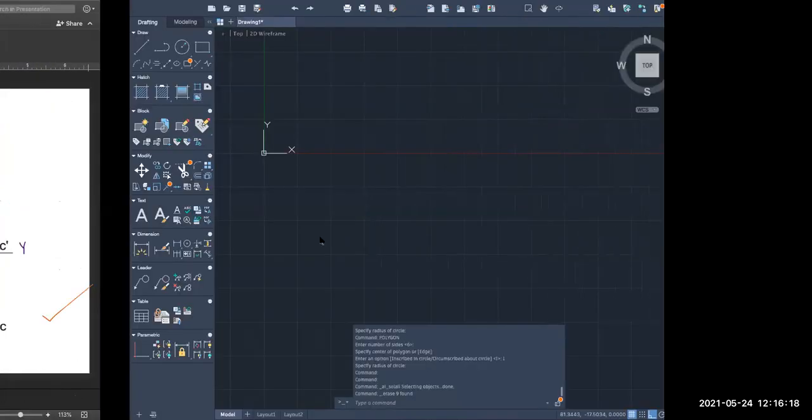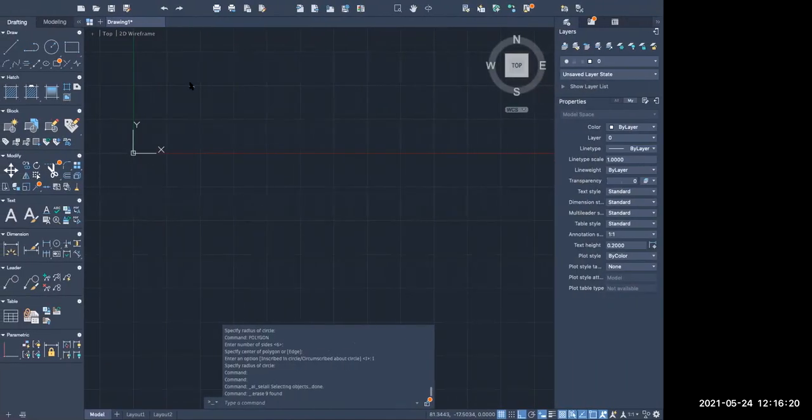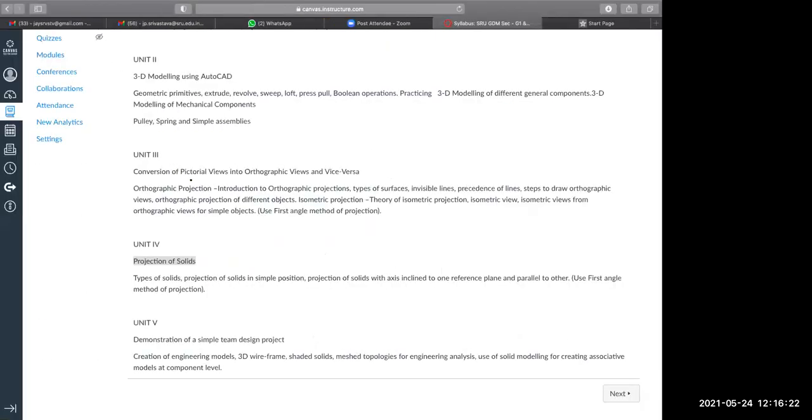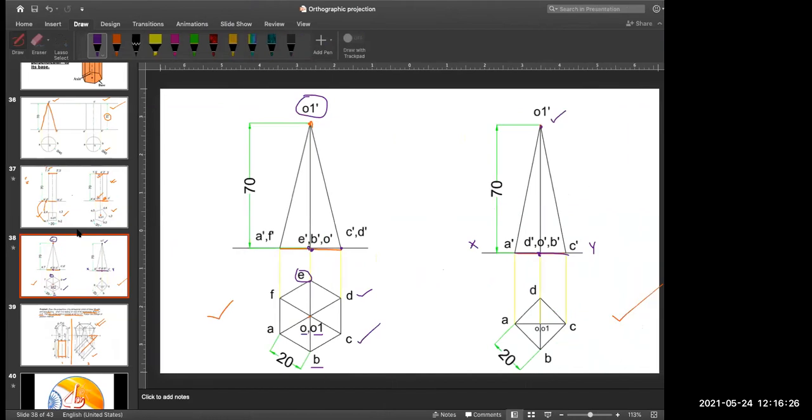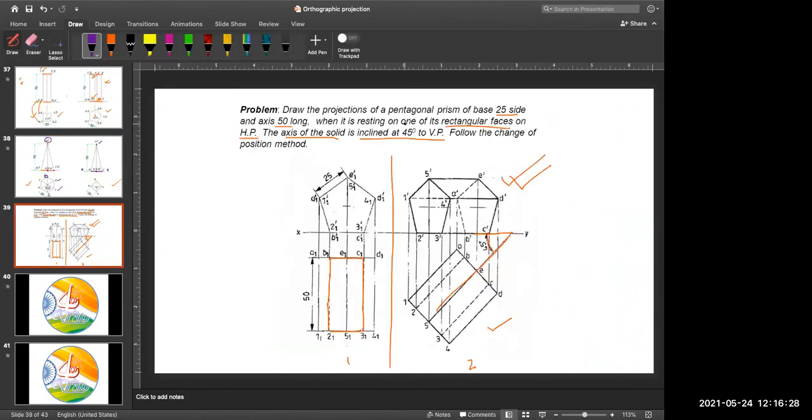I have explained all the 5 figures that you have to draw in this unit. There is one more figure, this one. Here a pentagonal prism is there, its dimensions are given, and it is resting on one of its rectangular faces, that I have already explained to you. It is resting on this face on HP and it is inclined at 45 degrees.